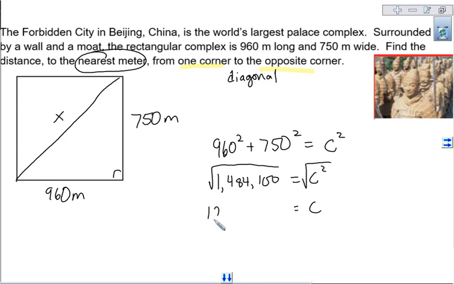And that gets us 1,218.236 meters. Now, we need to round to the nearest meter. So nearest meter means nearest whole number. So that means the ones place. So we need to look behind it, the 2. So we stay the same. So we have 1,218 meters is our distance across the complex.